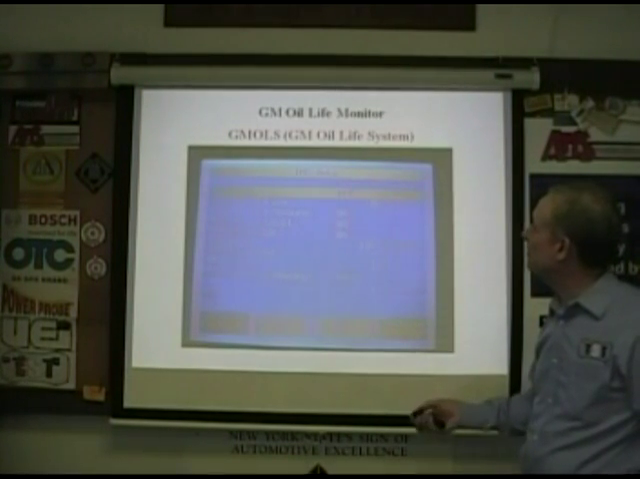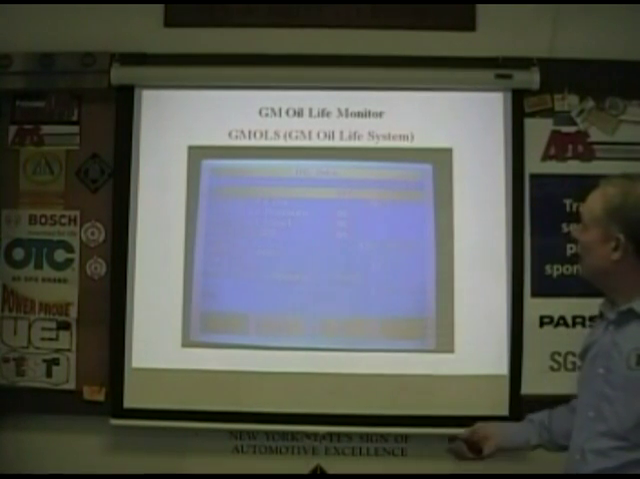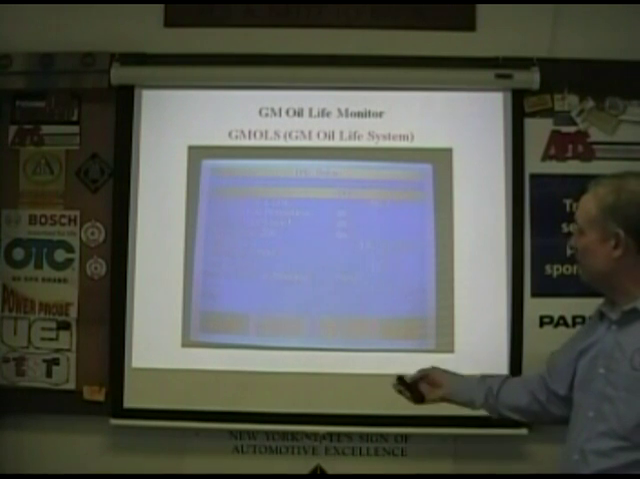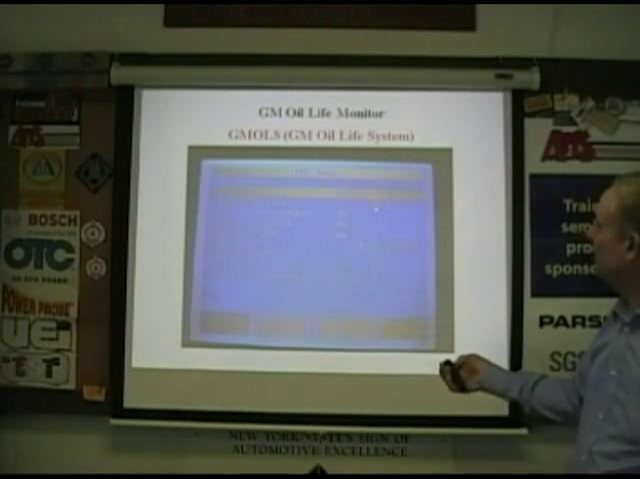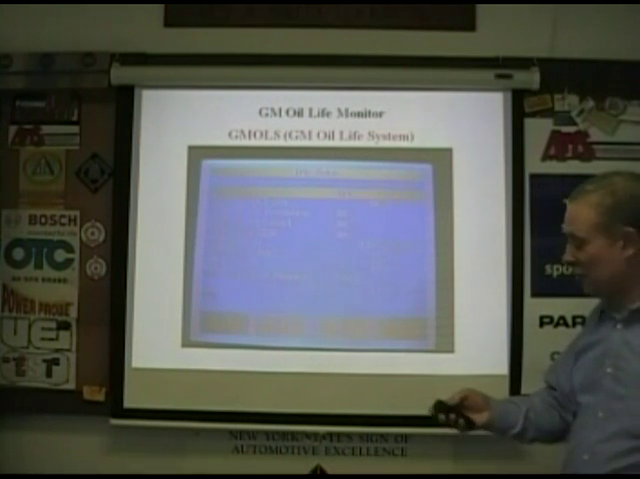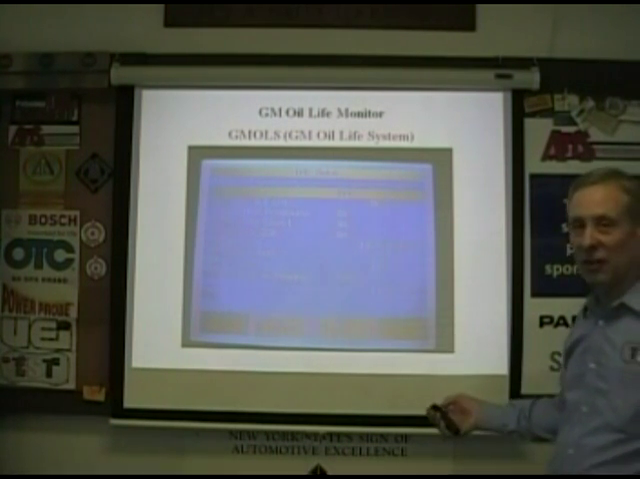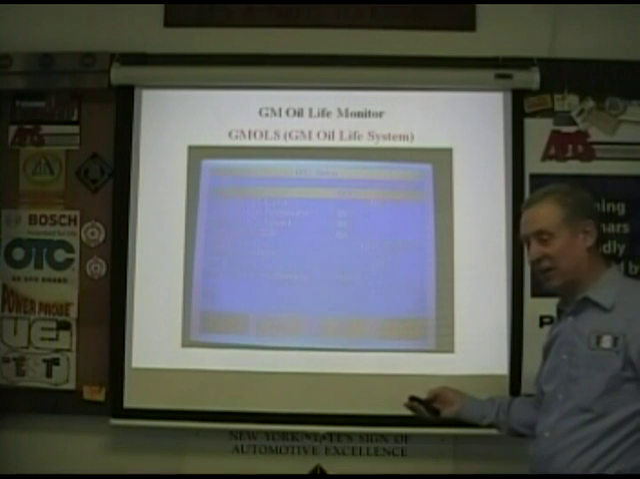Get those specs. All right. GM oil life monitor, right in the scan tool. You can read it. Oil life, 96%. I don't always trust these things, but it's kind of a helpful indicator.